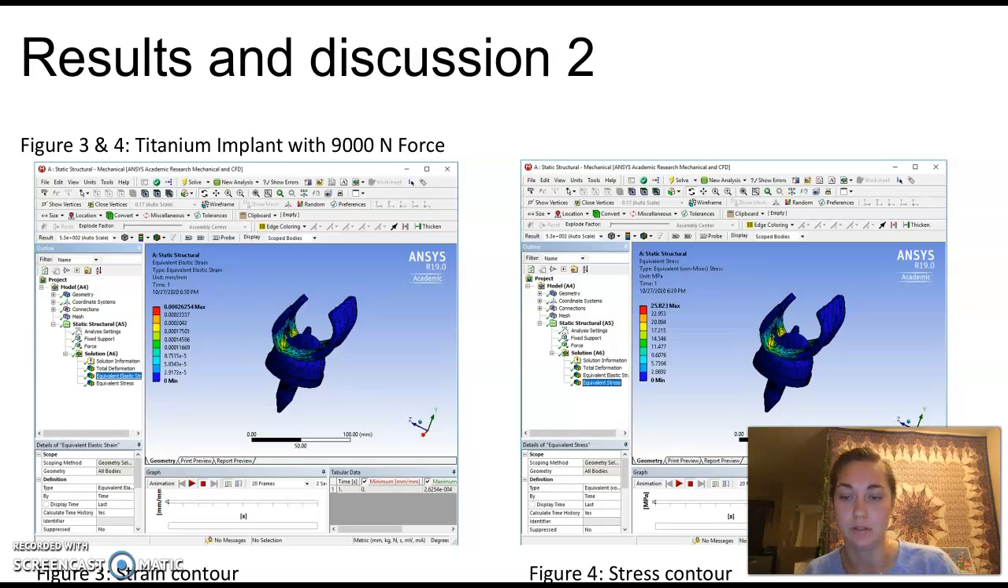Okay, so moving on to the same material implant, the titanium implant, but now with a different loading. So this is with the 9,000 Newton force to model the human jumping. So on the left we have a maximum strain of around 2.6 times 10 to the negative 4 millimeters, and a maximum stress of 25.8 megapascals.